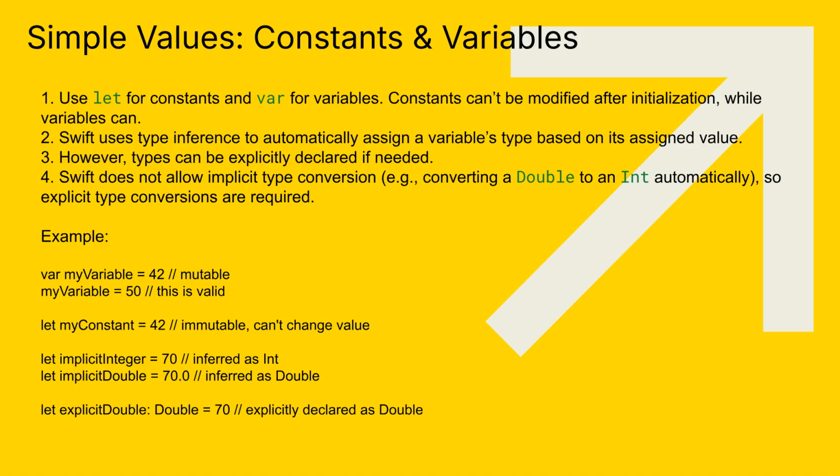In Swift, we use let for constants, which are immutable, and var for variables, which are mutable. Swift uses type inference, but you can explicitly declare types if needed. Note that explicit type conversion is required, as Swift does not allow implicit conversion.